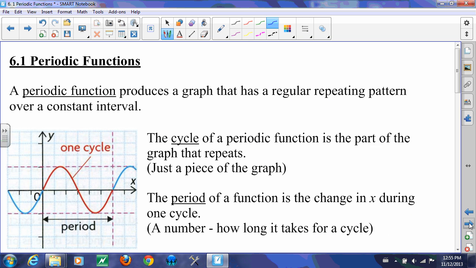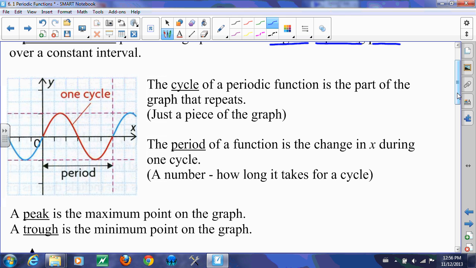So today's title is 6.1 periodic functions, and this is where I want you to write down. So instead of just watching, this is where you're going to participate here. A periodic function produces a graph that has a regular repeating pattern over a constant interval. Okay. So we notice how we saw a repeat.